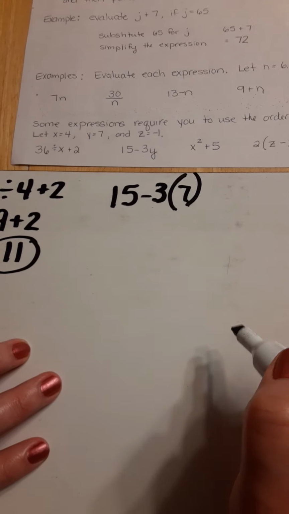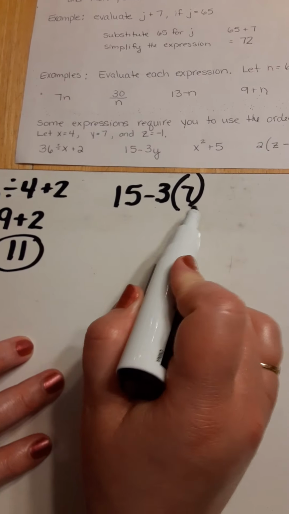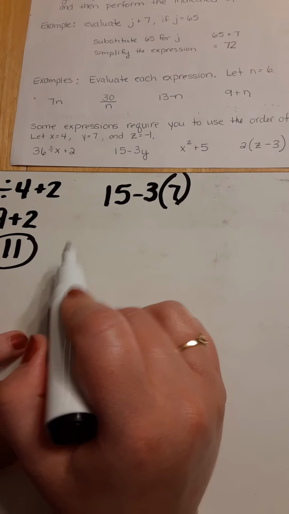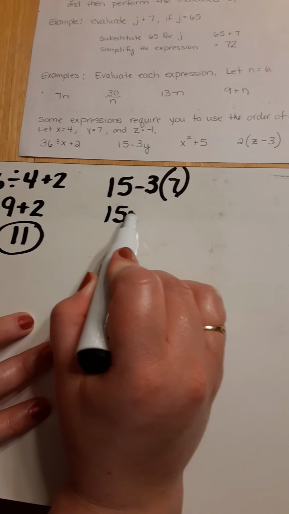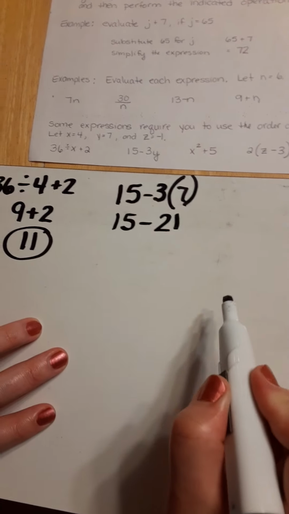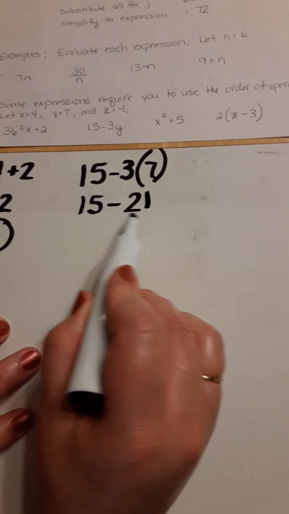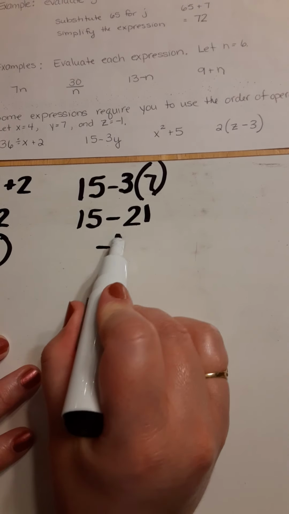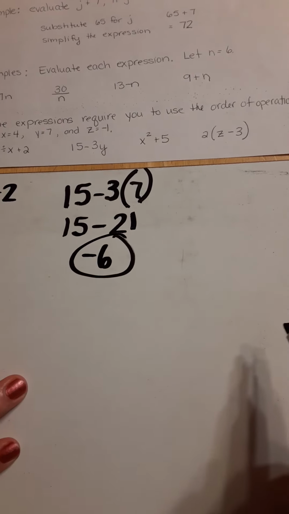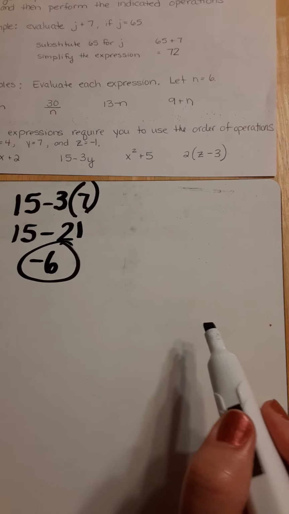Now, this is where it gets tricky. People want to go ahead and do 15 minus 3 and then multiply it. No, order of operations says I have to do my multiplication first. So 3 times 7 is 21. Now I have to add a positive 15 and a negative 21 together, and my answer is negative 6. So be careful with order of operations because it can get tricky.